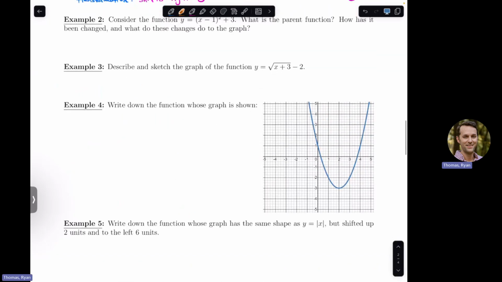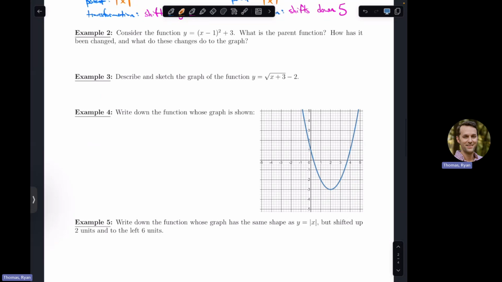These other 4 examples then, we're combining these things and maybe doing 2 of them at the same time. So example 2, consider this function quantity x minus 1 all squared plus 3. Again, what's the parent function? How's it been changed? What does that do to the graph? Didn't ask you for domain and range, but maybe think through domain and range as you do that. 3, pretty much the same idea.